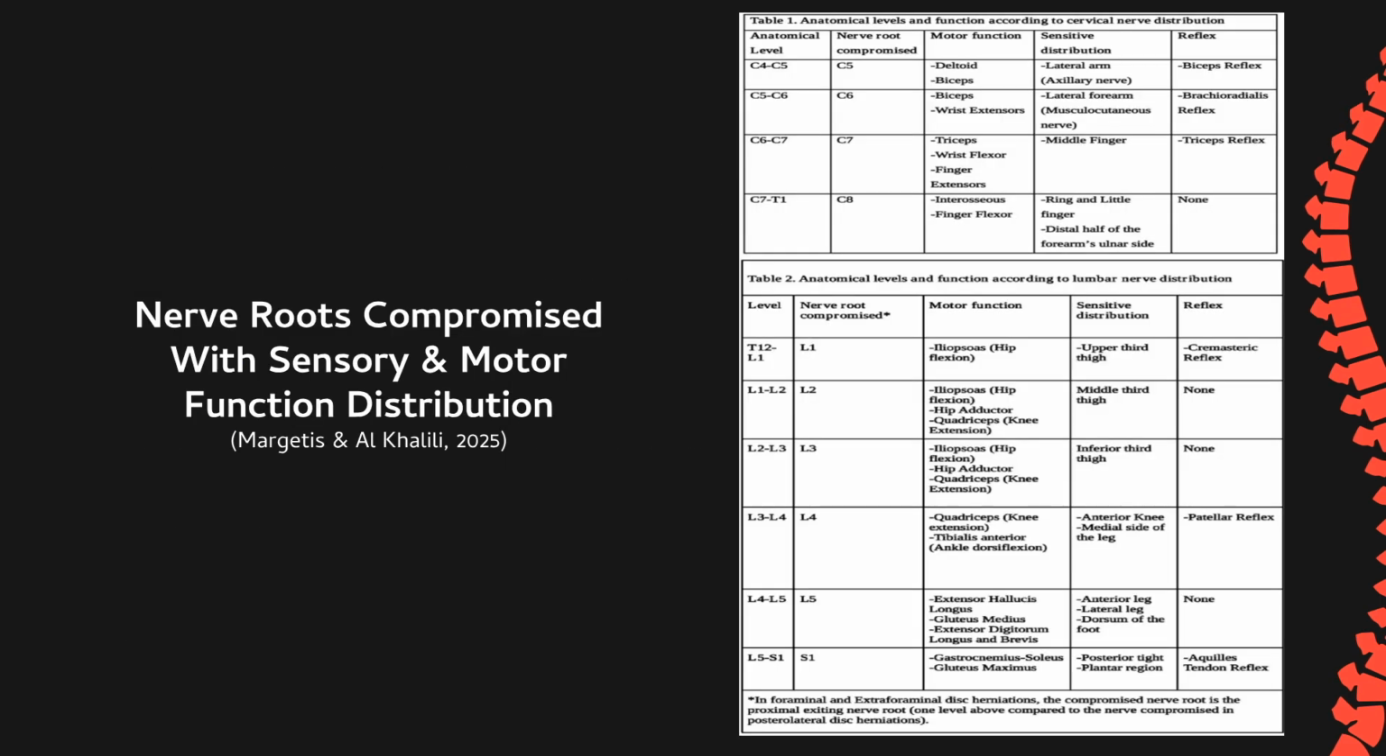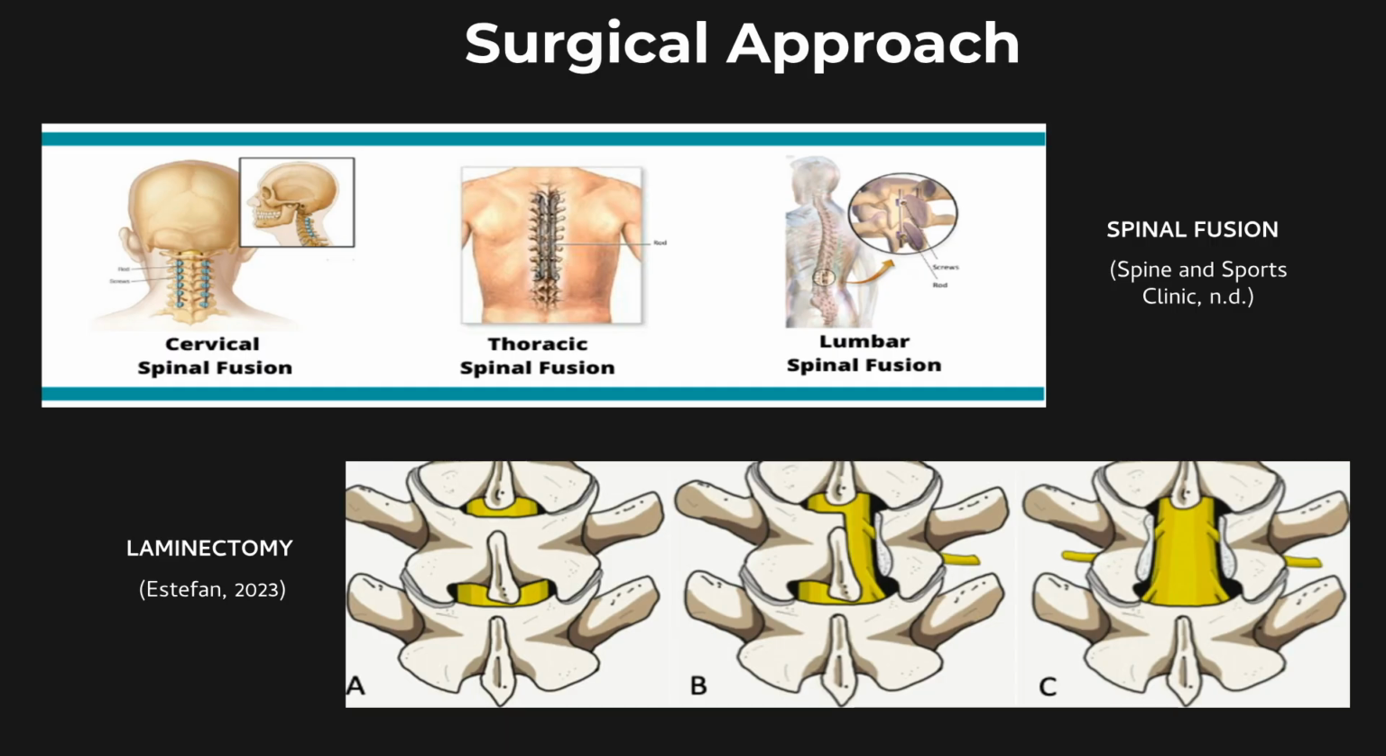And this image here basically depicts the nerve roots affected and the motor functions and sensory functions that are disrupted due to the nerve root that's being compromised. It'll be discussed later on in the slides, but here are some surgical approaches that you can do if you have a disc herniation. You can either approach with a spinal fusion or you can do a laminectomy.